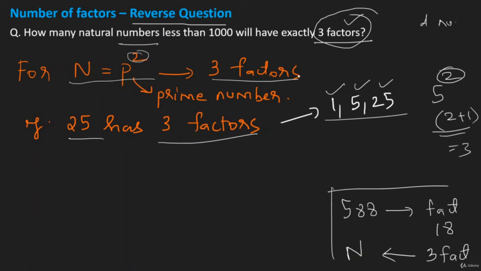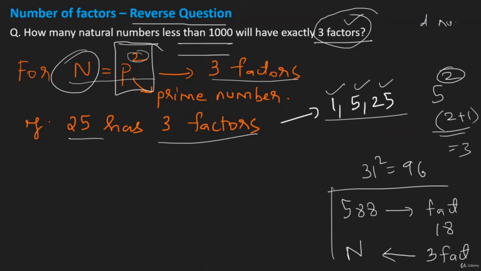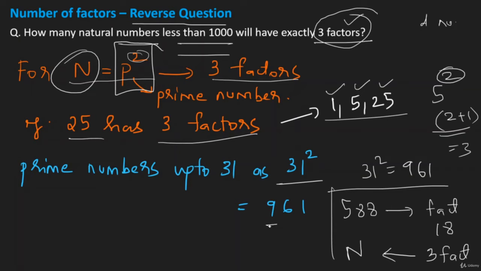All right, therefore this question is all about finding prime numbers up to 31, right? Why is that so? We need to find numbers of the form p square, and the condition is n should be less than 1000, so it should not go above 1000. Now if we take 31 square, we know 31 square is equal to 961. So if you take a prime number greater than 31 and take the square, you will get a number greater than 1000. That's why the answer is finding the prime numbers up to 31, as 31 square is 961.